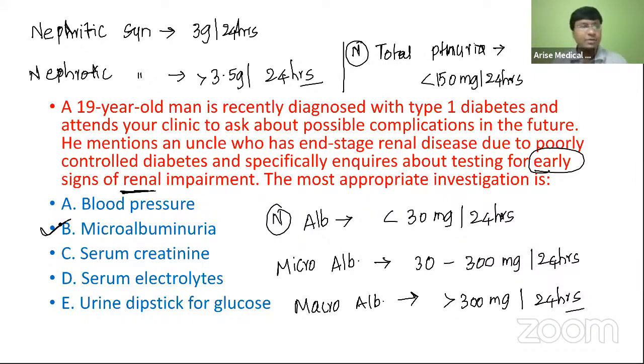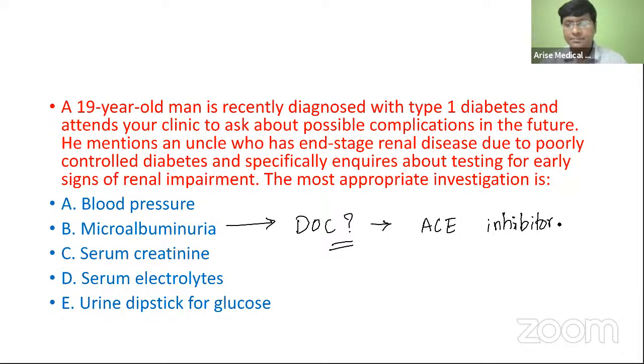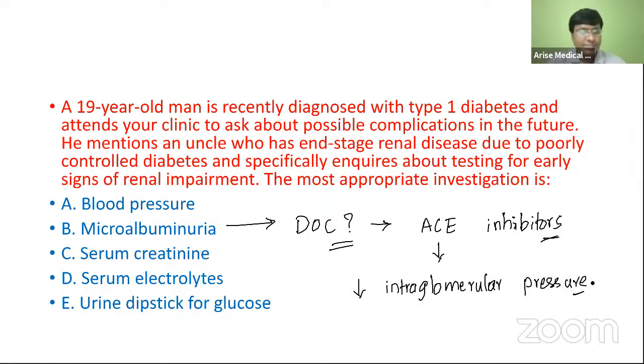Right, microalbuminuria. Now, can anyone tell me what will be the drug of choice in microalbuminuria? So remember, the drug of choice in microalbuminuria is angiotensin converting enzyme inhibitors. Right? ACE inhibitors. Now, what is the mechanism of action of these ACE inhibitors? ACE inhibitors will reduce the intraglomerular pressure. That is the mechanism of action of the ACE inhibitors. So by reducing the intraglomerular pressure, that will reduce the proteinuria.